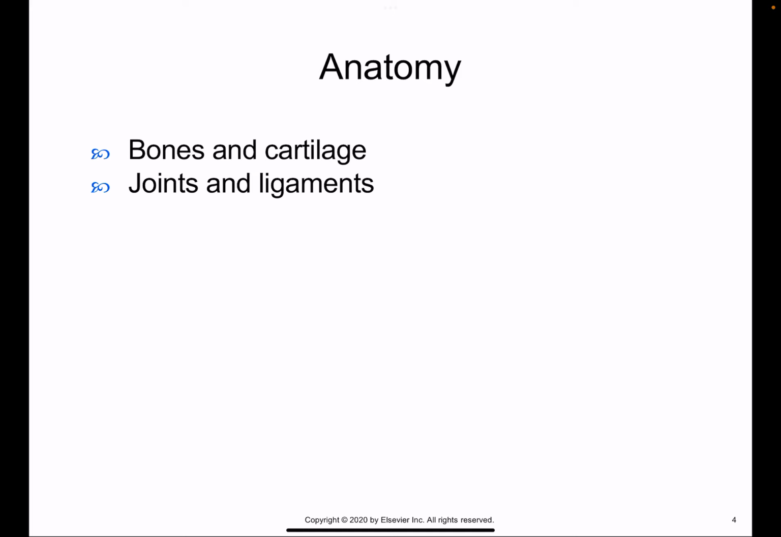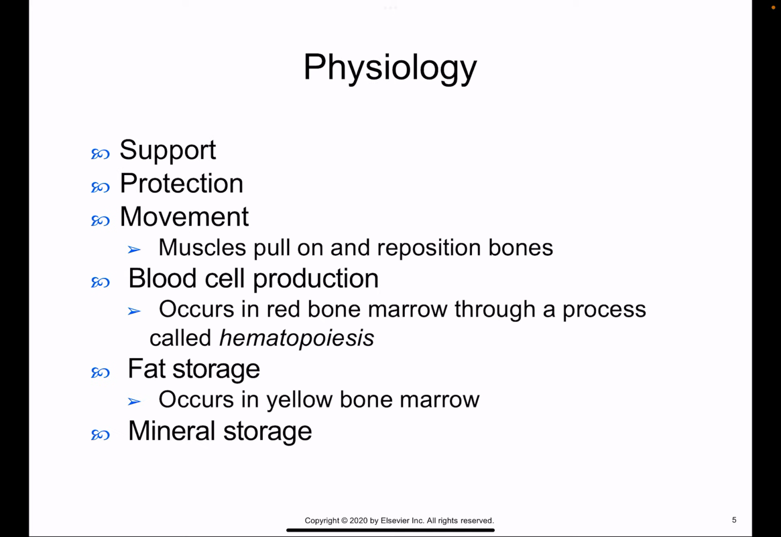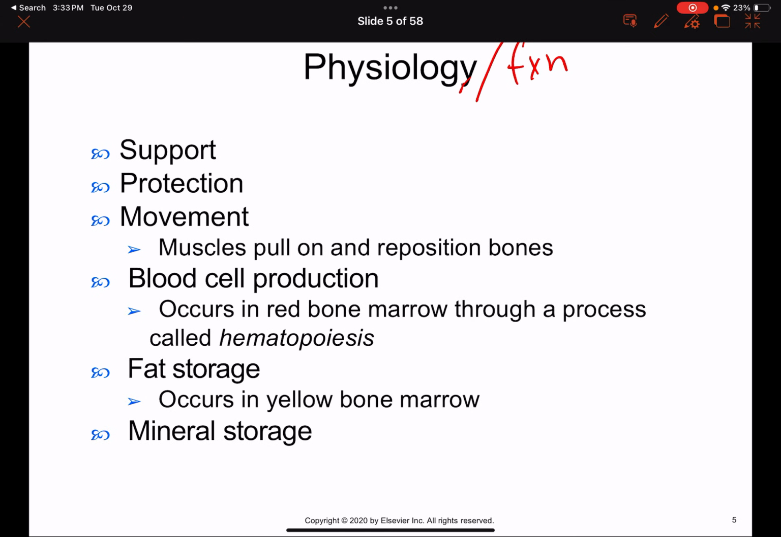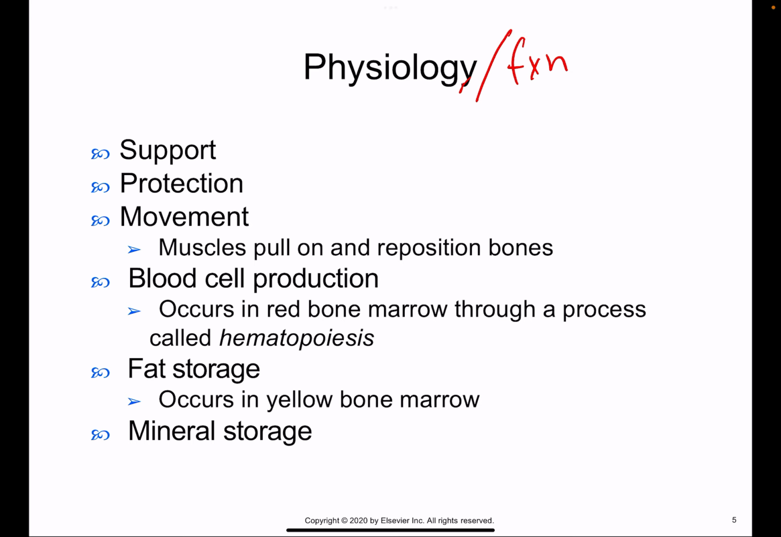Very simple steps in anatomy. We have bones and cartilage, as well as joints and ligaments. The physiology of the bones, right? So the function, FXN, or function, is to support, protect, move, and really what's happening in that movement.